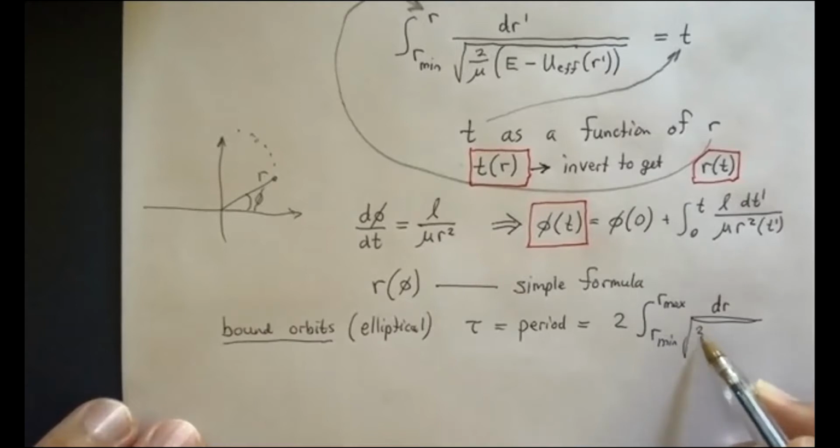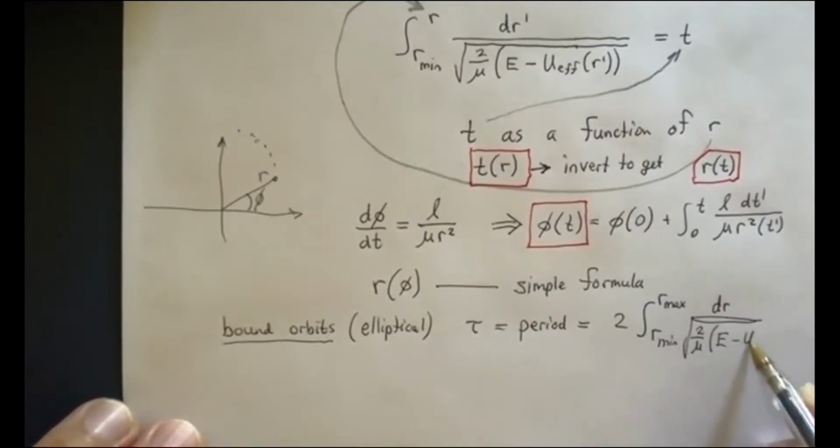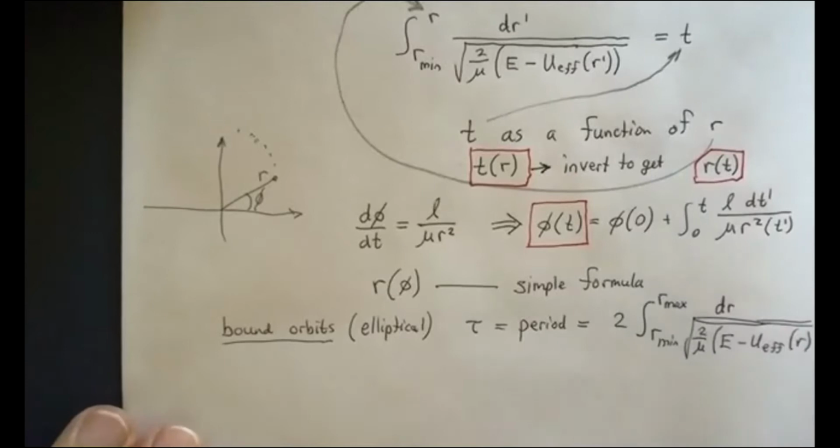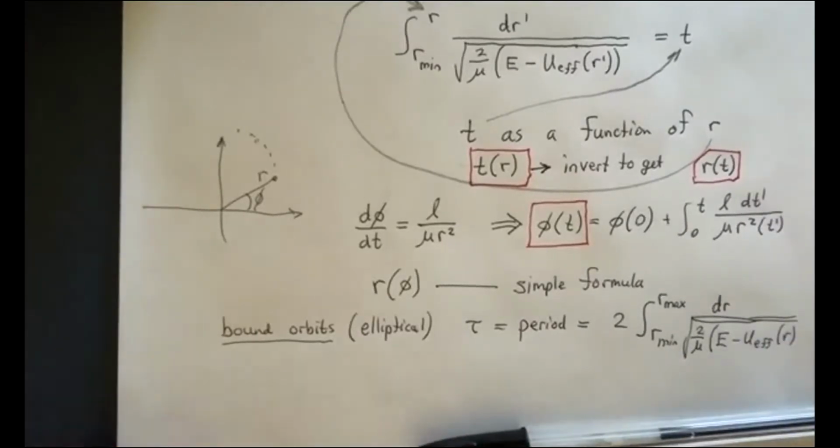This structure is the same. We got the 2 over root mu. Inside the root, we got the 2 over mu is what I was trying to say. We got the E minus the effective potential evaluated at r. Okay, so we have this formula for the period. Very nice integral.